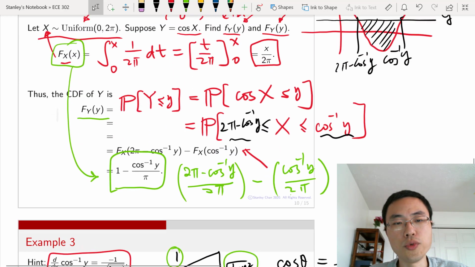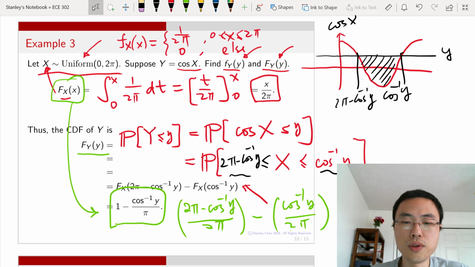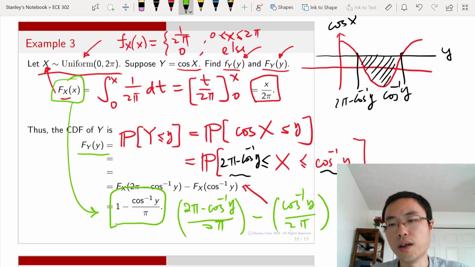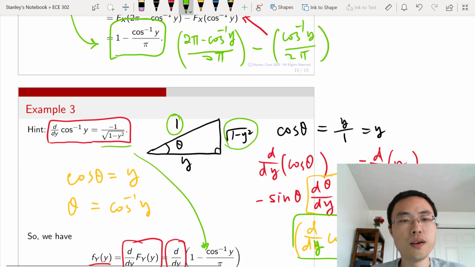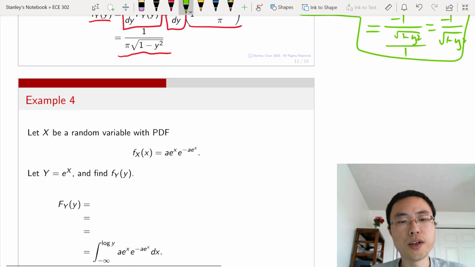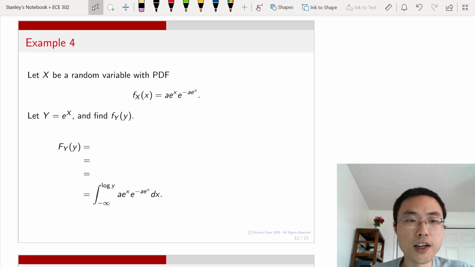But other than that, I hope you can see that the calculation itself is pretty straightforward. You find the CDF and you find the PDF. And the only thing that you need to worry about would be figuring out the range. And that's pretty doable if you draw a diagram. Okay, so that is example number 3. I hope you are still with us.